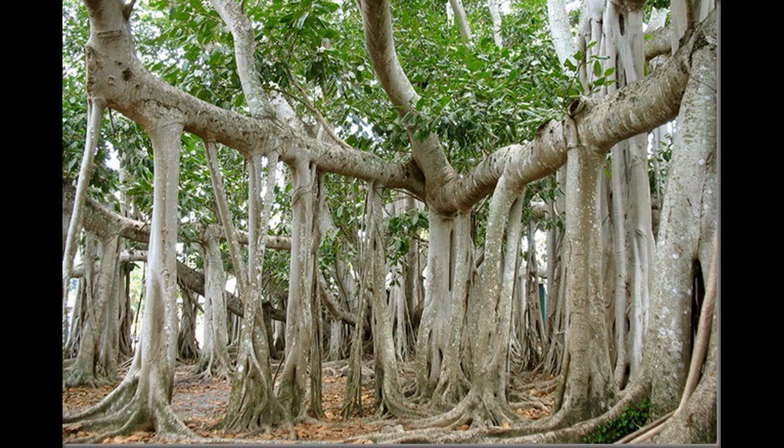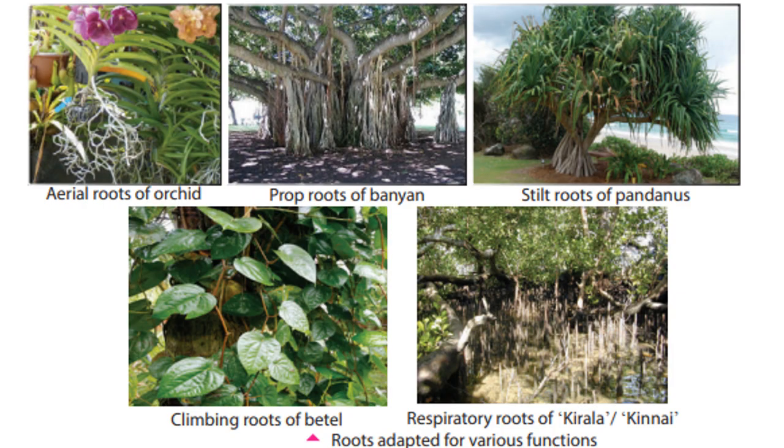Look at the third one. Stilt roots, pandanus. You can see a large pandanus tree. Where can we see pandanus trees, children? We can see pandanus plants in coastal areas, right? In beach areas. So these pandanus trees also, sometimes they grow really big, right? So what happens? Now you will see they have a stem like this.